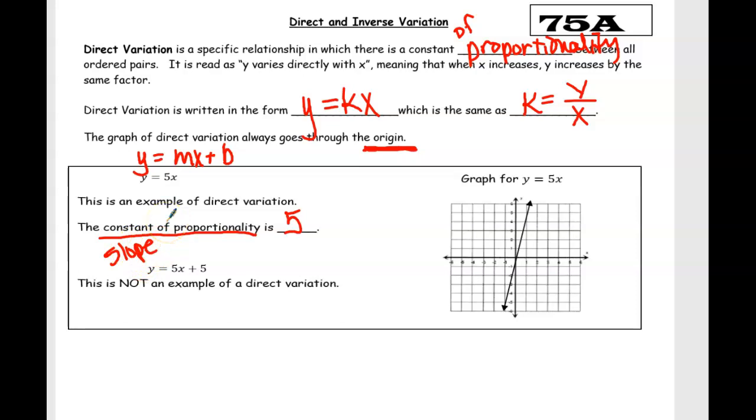If we had the example y equals 5x plus 5, that's not an example of a direct variation, because notice the y-intercept here is 5. It's not going to go through the origin. If we look at the graph for y equals 5x, we go through the origin and have a slope of 5, so that is an example of a direct variation. As your inputs, your x's, increase, your y's increase. If your inputs decrease, your y's decrease.